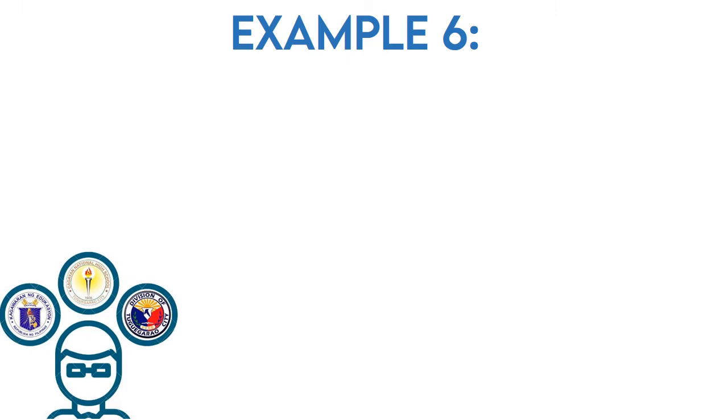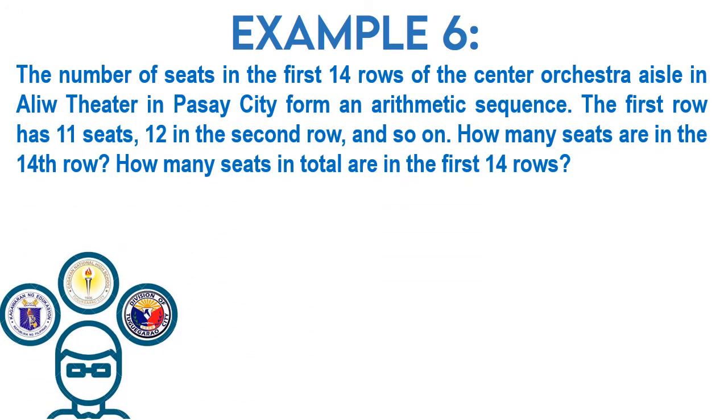Let us all together solve problem number 6. The number of seats in the first 14 rows of the center orchestra aisle in Aliw Theater in Pasay City form an arithmetic sequence. The first row has 11 seats, 12 in the second row, and so on. How many seats are in the 14th row? How many seats in total are in the first 14 rows?